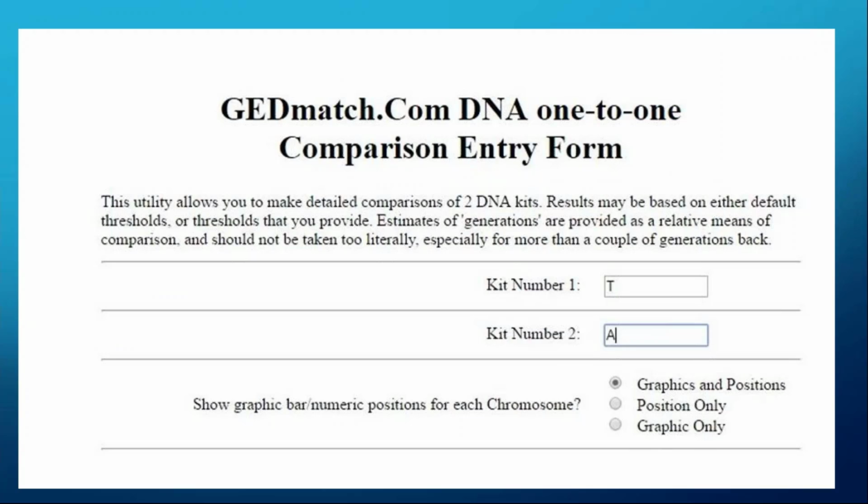This is where it really gets interesting, on a one-to-one comparison form. You'll notice in Gedmatch that they caution you not to immediately write to someone unless you've also done a one-to-one comparison to see if you are actually related. This is because you don't know if the DNA you've inherited is from the paternal side, the maternal side, so they want you to do a one-to-one comparison. You have options then. You can choose to see the graphics and the positions, which is what I love, position only, which is the chart, or graphics only.